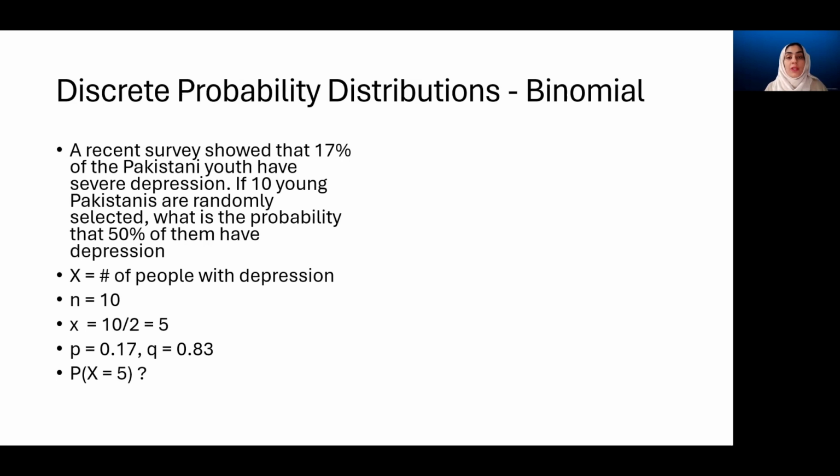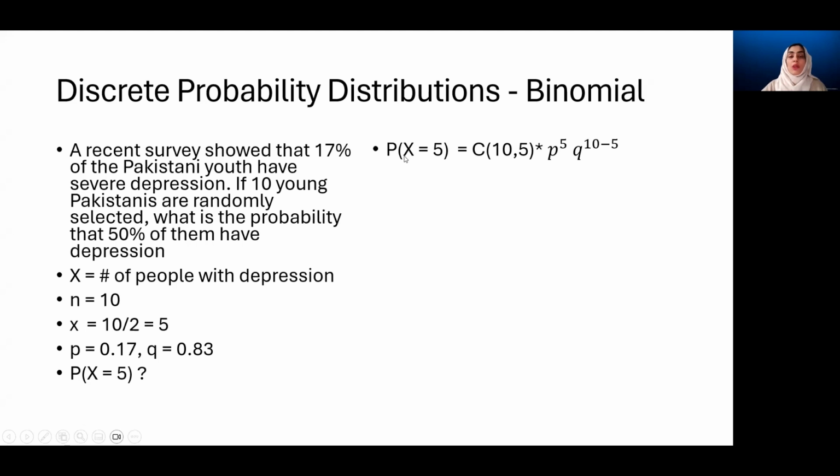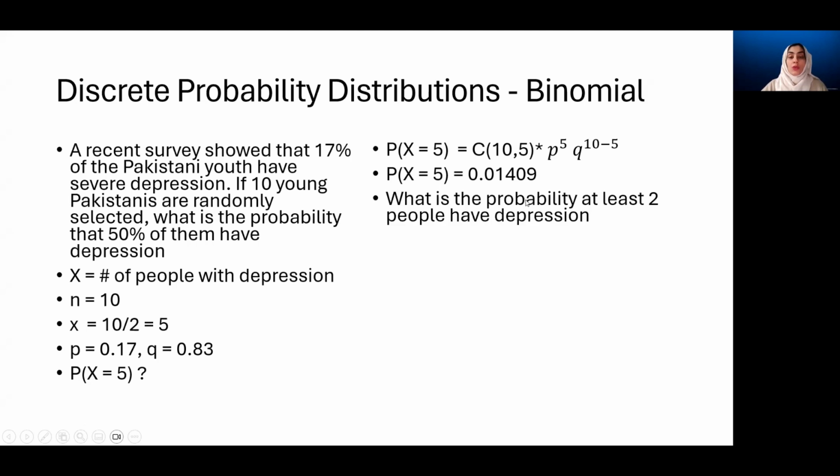We need to find out the probability of X being 5, which, in simple words, is the probability of having 5 people among the 10 selected people who have symptoms of depression. So here, we compute P of X is equal to 5, and we use the same PMF function of the binomial distribution. The probability of X being 5 comes out to be 0.01409. Another question is: what is the probability that at least 2 people have depression?